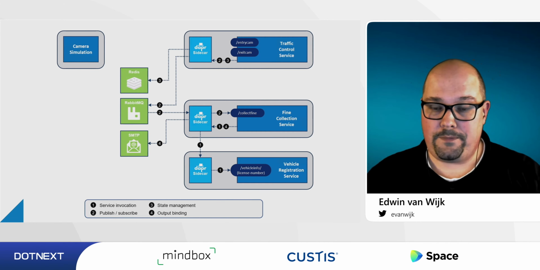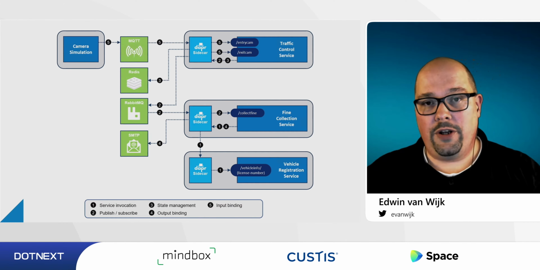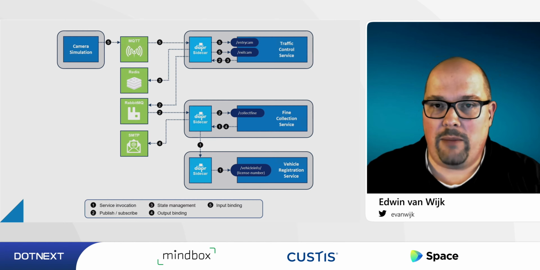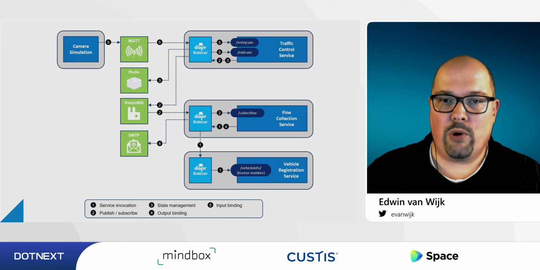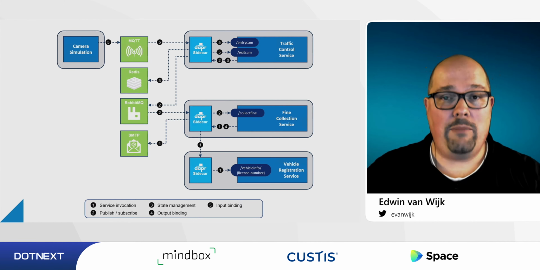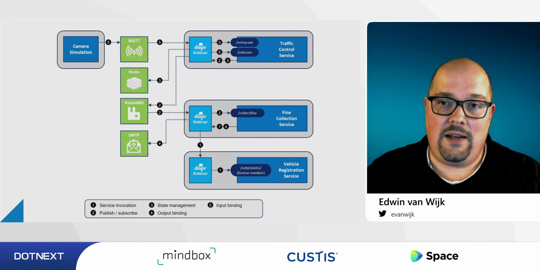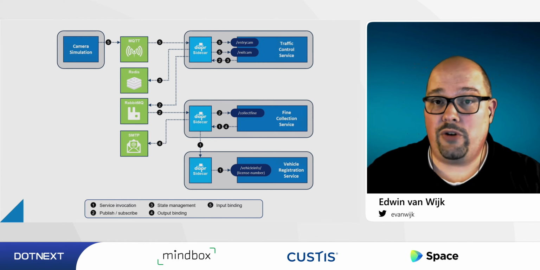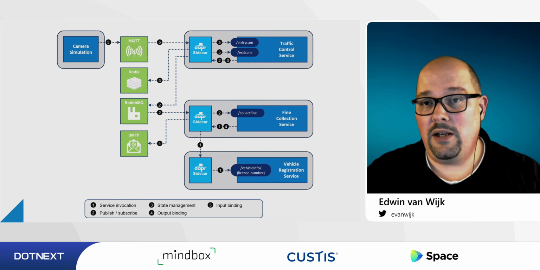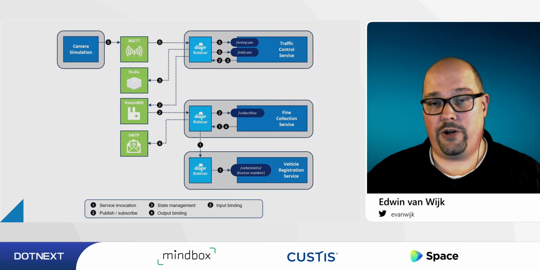We're also going to use an input binding, and we are going to use an MQTT binding. So MQTT is a lightweight messaging protocol, and we're going to use an MQTT broker called Mosquitto. And the camera simulation will actually send MQTT messages to this Mosquitto MQTT broker. And then the Dapr sidecar of the traffic control service will subscribe to messages on this broker. And every time a message comes in, it will send it to the necessary endpoint. So this is the input binding that we're going to use.